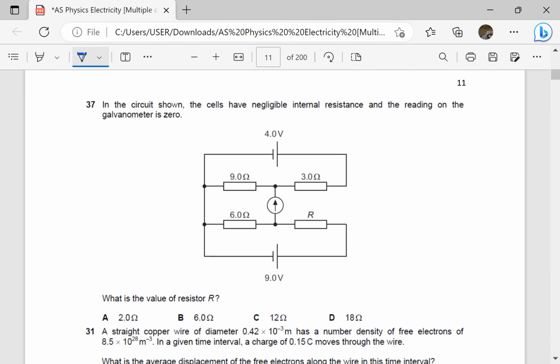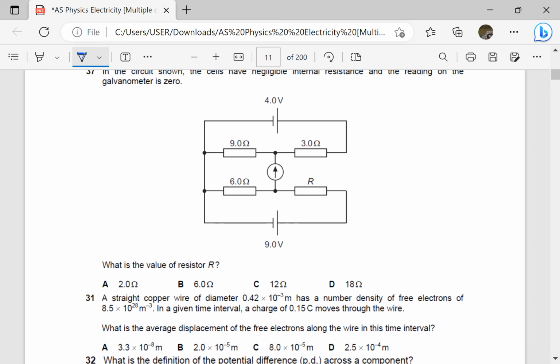In the circuit shown, the cells have negligible internal resistance and the reading on the galvanometer is 0. Okay, this is quite technical, but it's very simple and sweet. What is the value of resistor R?